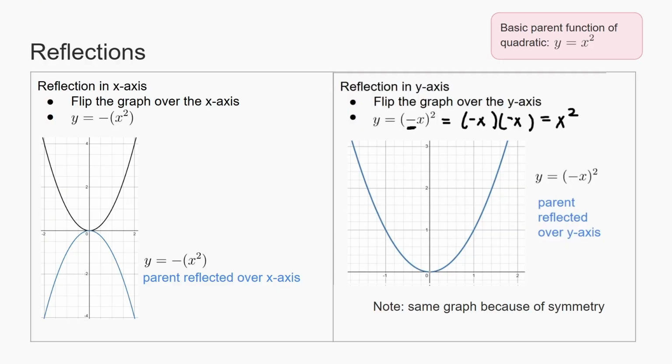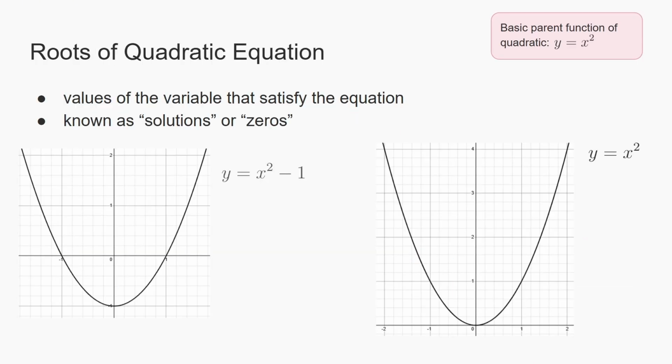We've gone over translations, compressions and stretches, and lastly reflections. When we went over them, we only did one transformation to the parent function at once, but know that these can be combined. For example, you can do both a translation and a reflection, you can do a compression and a reflection, and so on.